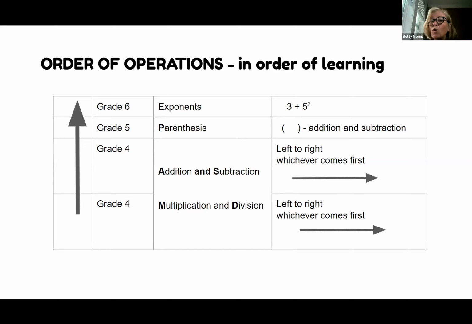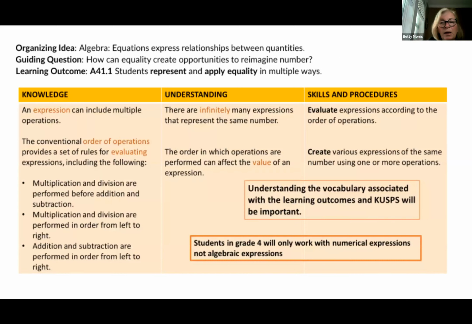So that's the order of learning. And this is the particular learning outcome and the cusps that go with it. And there you can see on the left the knowledge statements. The conventional order of operation is a set of rules for evaluating expressions, not solving. We evaluate expressions and solve equations. And there it shows multiplication and division.